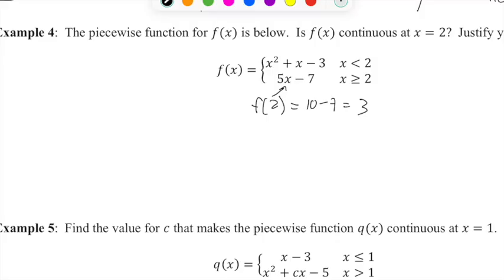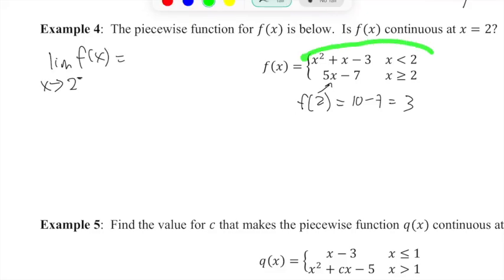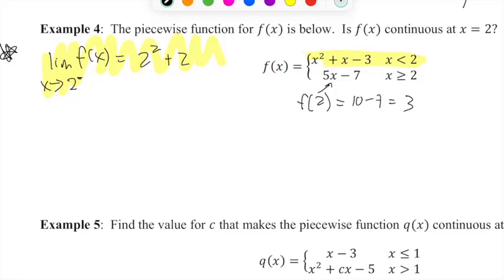Now we have to make sure that the left-hand and right-hand limit are both equal to 3. Maybe I should have started like that. Start to see if it exists at that point, and then see if the limits exist. Anyway, so limit as x approaches 2 from the left of f of x. Again, if we're to the left of 2, we're going to use this equation here. So I need to plug in 2 into this equation. So I'm going to get 2 squared plus 2 minus 3. And that's going to be 6 minus 3, which is 3.